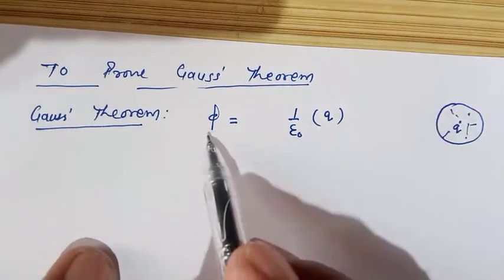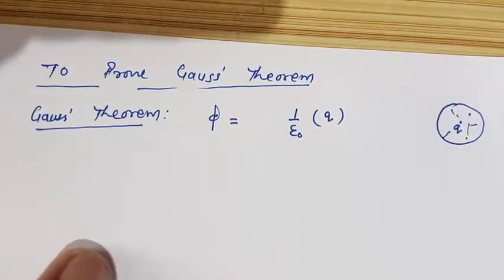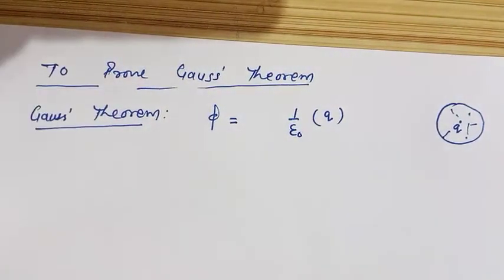So the electric flux will be 1 upon epsilon 0 times the charge inside the surface. So we will prove this Gauss theorem today.